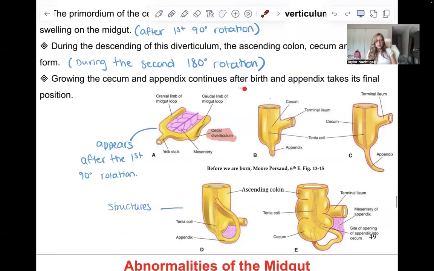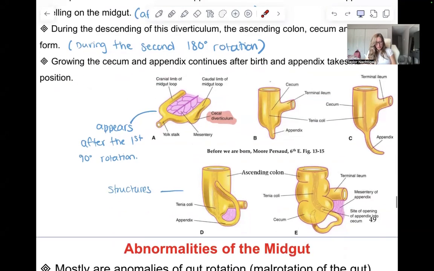The cecum and the appendix continue to grow after birth, and the appendix will take its final position after birth, which, if we remember, there are various positions that it can end up in, which may or may not increase the likelihood of appendicitis.